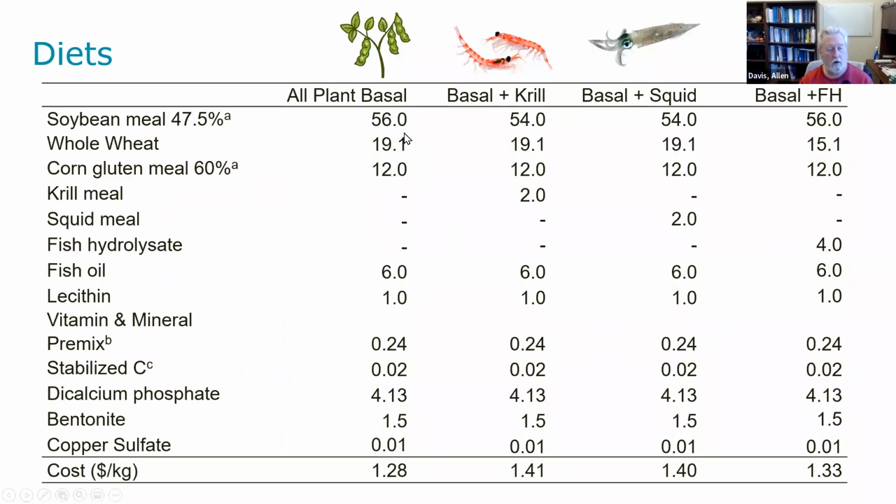So again, we took our plant-based diet, which we've got a number of years of performance with. We simply added krill at 2%, squid at 2%, and a fish hydrolysate at 2%. Now, both the krill and the fish hydrolysate, we've looked at those in the laboratory, and we found that they had good responses. And of course, squid is one of the more popular attractants that are used in aquaculture for shrimp feeds. So again, we wanted to look at that.